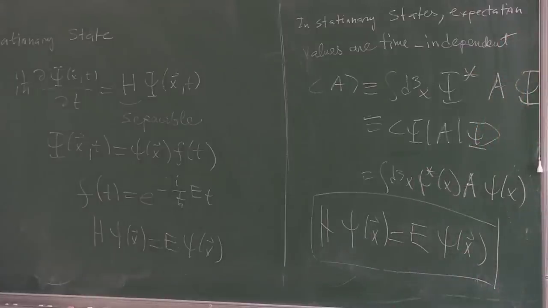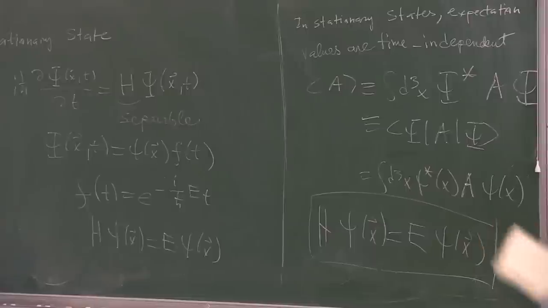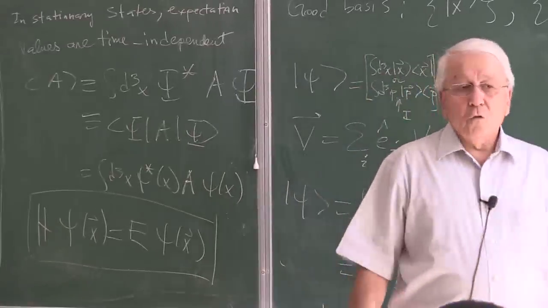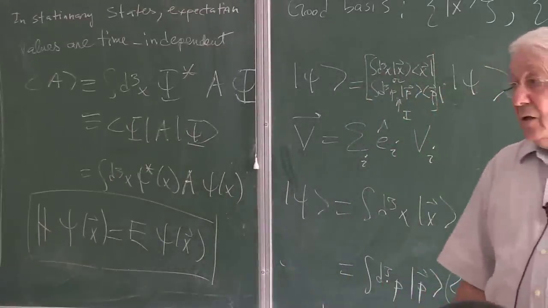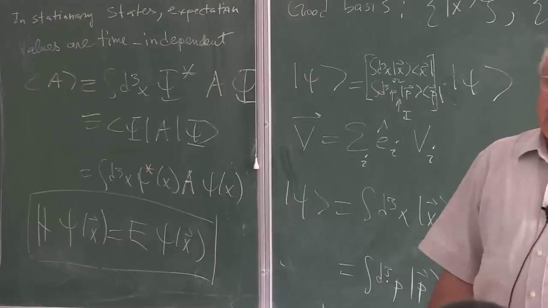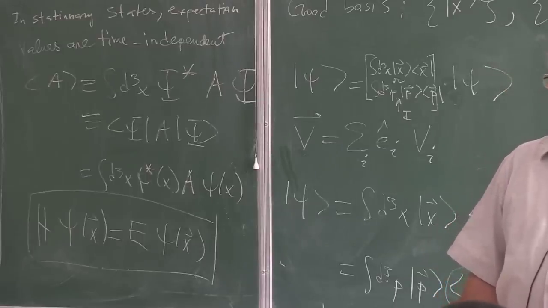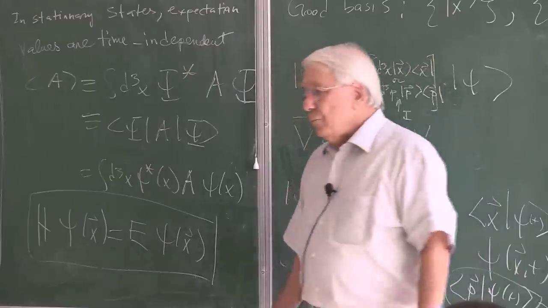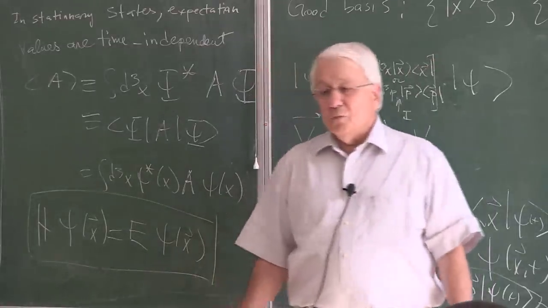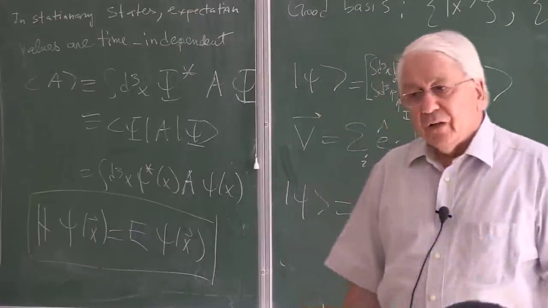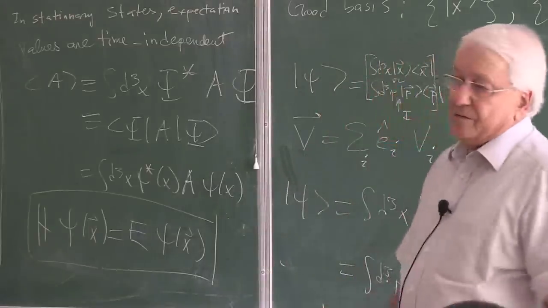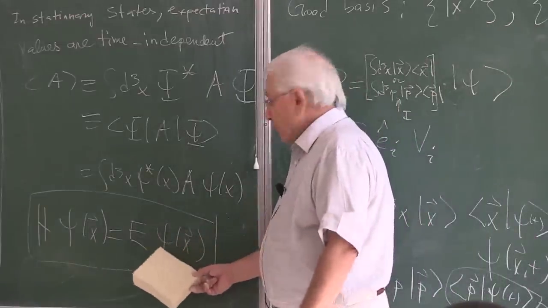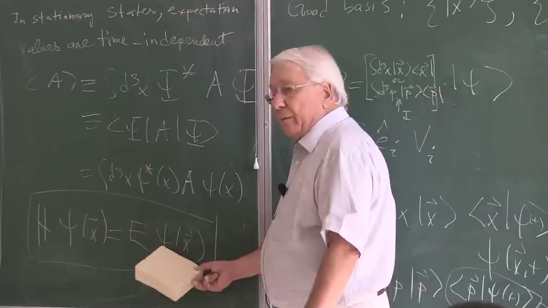Question: can we always solve an energy eigenvalue equation? More often than not, we cannot solve them exactly symbolically. We can solve them numerically with the advent of powerful computers, but if you want to solve them symbolically, almost 99.9% of the problems you cannot solve exactly. Then you have to resort to approximation techniques. So this is the central equation, and we will look for approximation techniques to solve it.